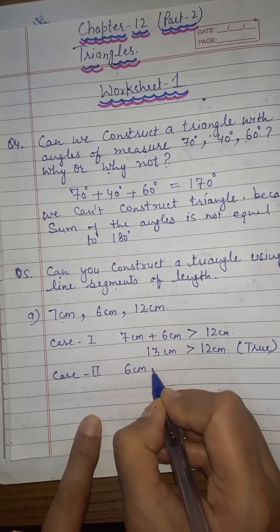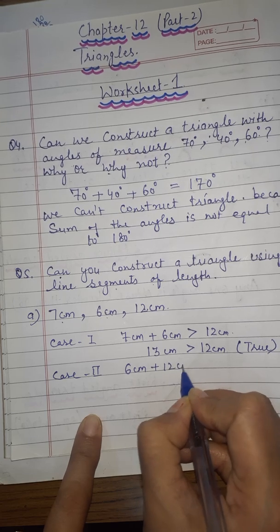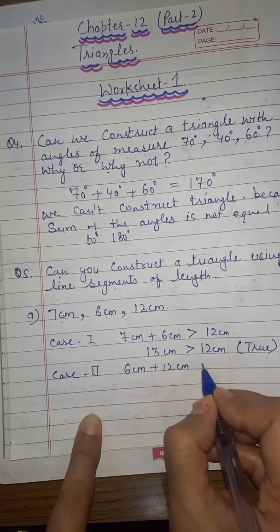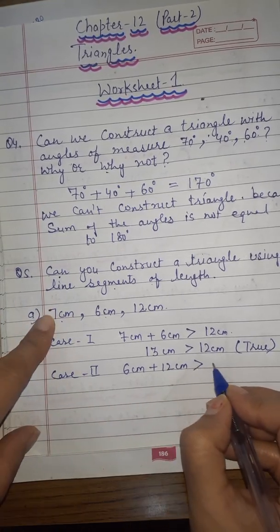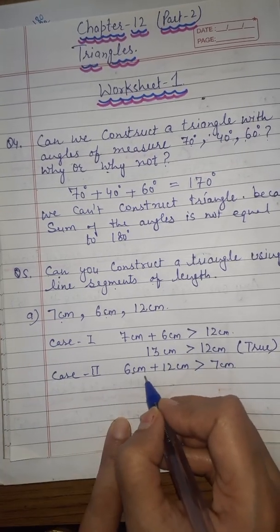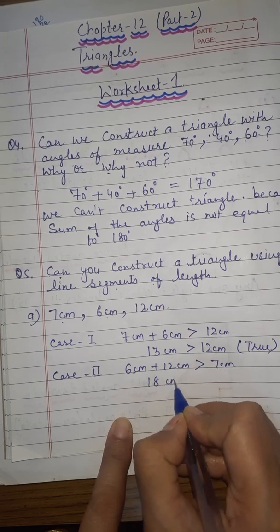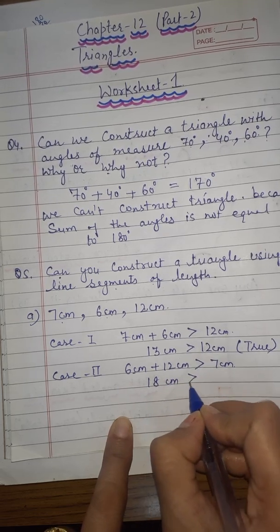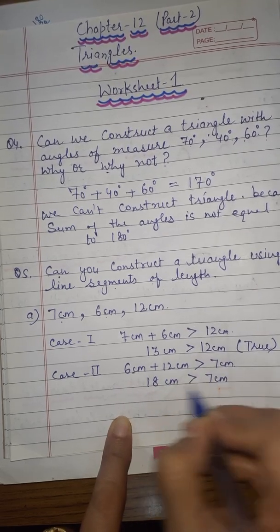Now in case 2, we will take the second and third sides. We will add 6 centimeter and 12 centimeter, and the sum of these two must be greater than 7 centimeter. Okay, so 6 plus 12 is equal to 18 centimeter, and 18 centimeter is greater than 7 centimeter. This is also true.